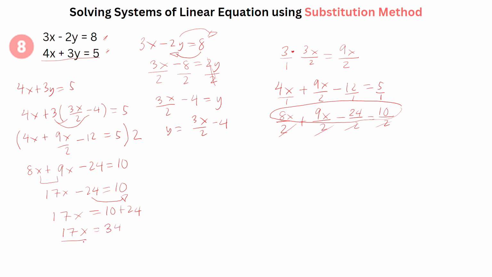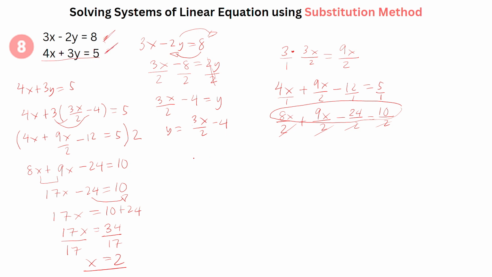Divide both sides by 17, right? This is to cancel the 17. So now x is equal to 2. But are we done already? Not yet. We don't have yet the value of y. How do we solve for y? Let's use either of the two equations. Maybe let's use the first one.